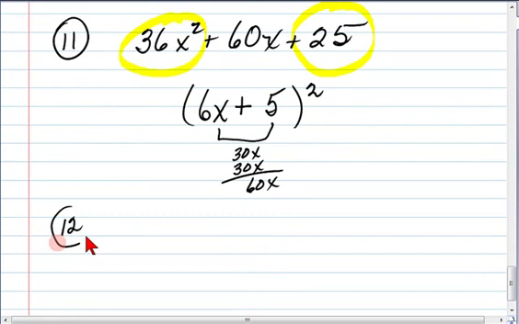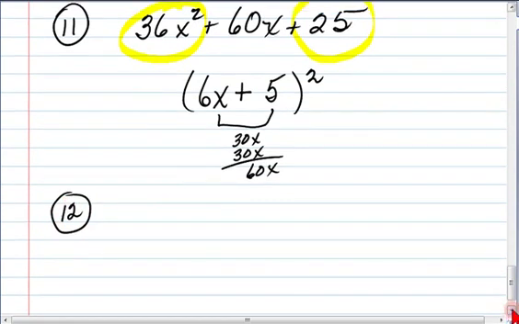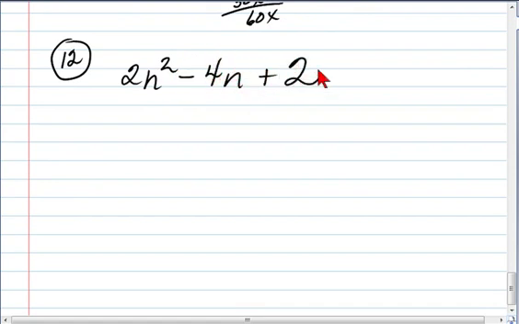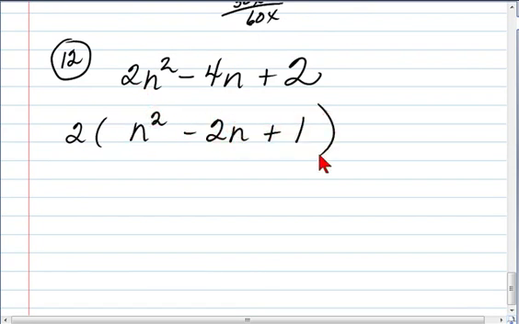Let's do our last problem, number 12. Let's factor 2n squared minus 4n plus 2. What are you supposed to look for first? Common factor. Do you see one? 2. So I'm going to factor out the 2. When I divide out the 2, I get n squared minus 2n plus 1.